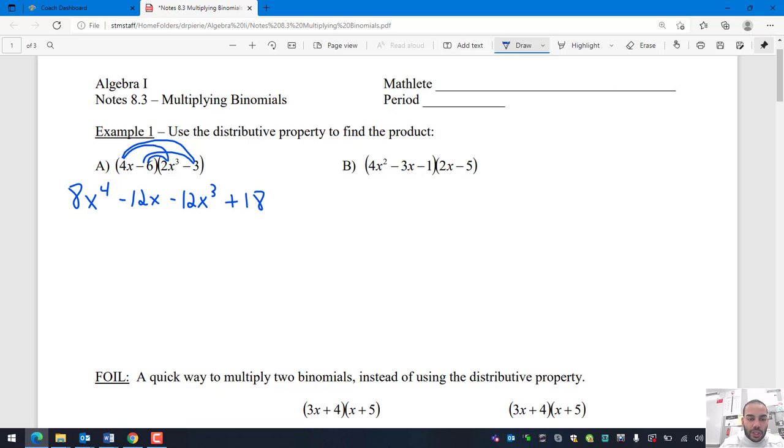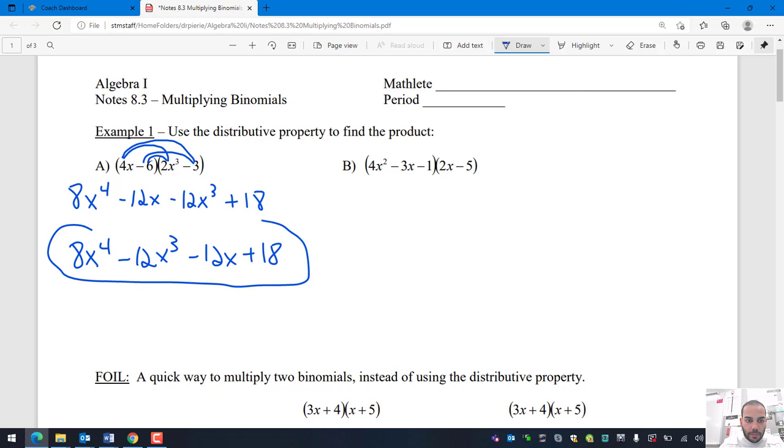Then just make sure that your final answer is in standard form. Make sure your exponents are going in descending order. None of this stuff combines because it doesn't have the same exponents. It should be 8x to the 4th, minus 12x cubed, minus 12x, and plus 18 written last. Okay, that is my final answer. All right, so we can go ahead and try the second one.